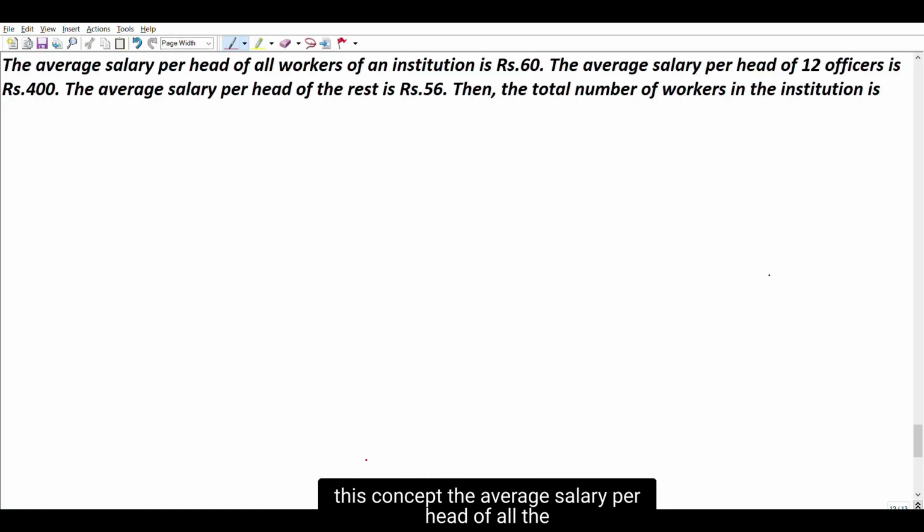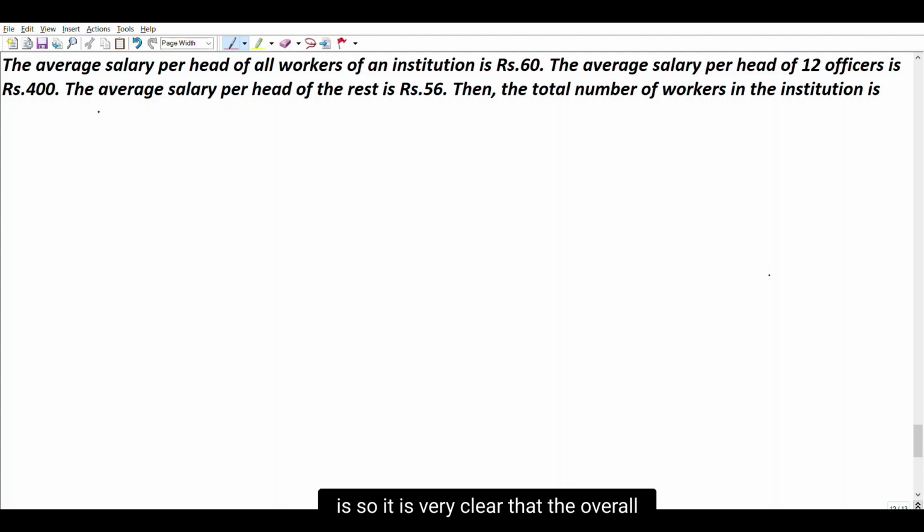The average salary per head of all the workers of an institution is rupees 60. The average salary per head of 12 officers is rupees 400. The average salary per head of the rest is rupees 56. Then the total number of workers in the institution is?